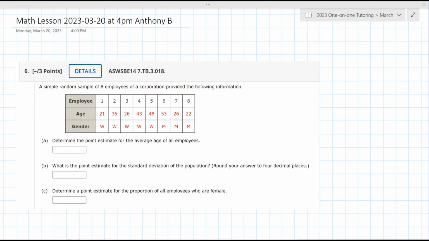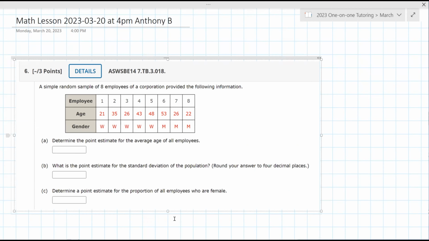Okay, so this one here: a simple random sample of 8 employees of a corporation provide the following information. Determine the point estimate for the average, the point estimate for the standard deviation, and the point estimate for the proportion of all employees who are female. Option 1 here is to do this in Excel or a calculator. What would be best for you? What are you going to have access to on the test?